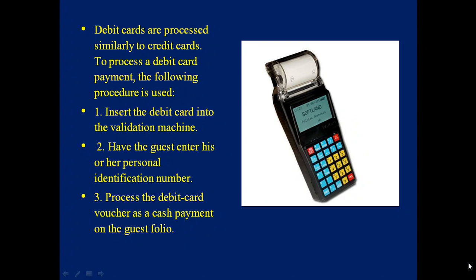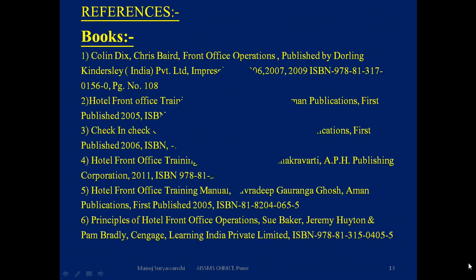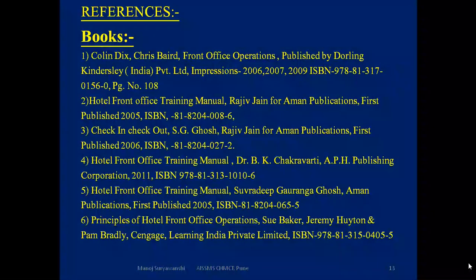Process the debit card voucher as a cash payment on the guest folio, and you can use that debit card as a voucher as a cash payment, meaning you have directly paid the amount from your own account instead of paying that amount at the time of settlement of the bill. So this was all about traveler's check, then debit card, credit card, and how to accept it.